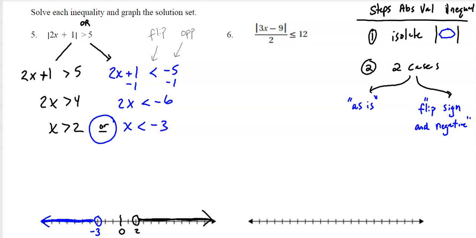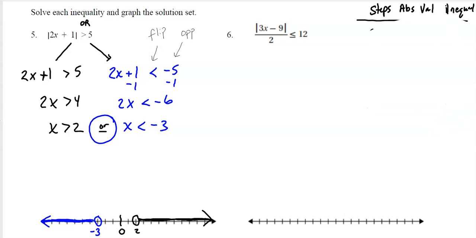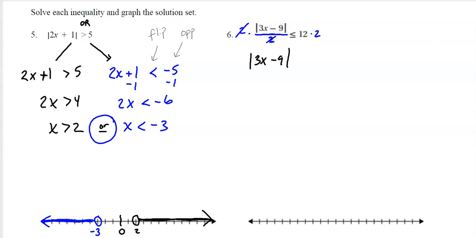All right, let's try this one here on the left. I'm going to erase the steps just so I have a little bit more room. All right, so we need to isolate the bracket, which is not done yet. So I need to get rid of that divide by 2. So to get rid of this divide by 2 right here, I'm going to times that side by 2. But if I times that side by 2, I got to times this side by 2. So now I'm at isolated bracket 3x minus 9 less than or equal to 24.